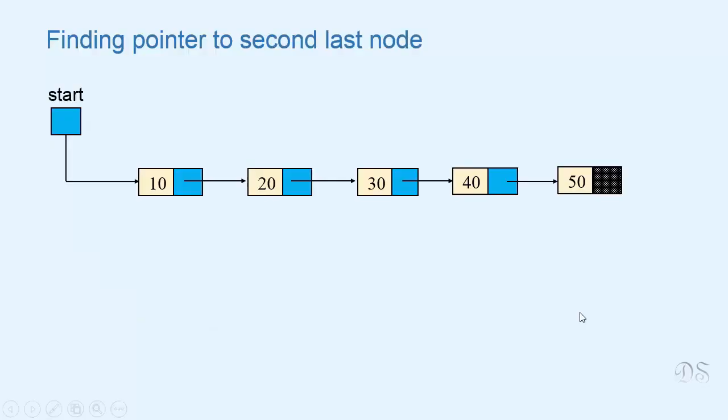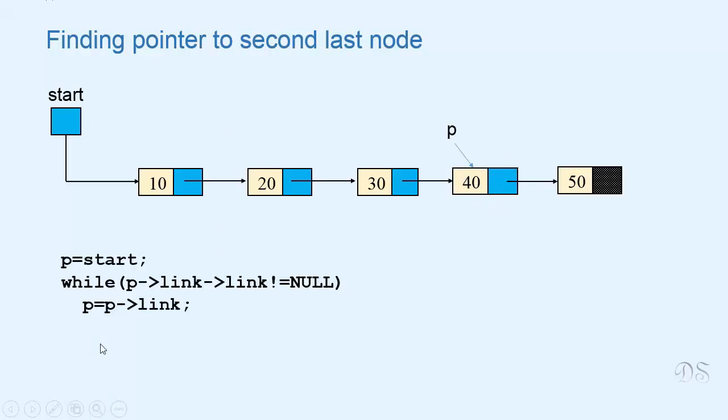Now let's find out pointer to the second last node. This is the second last node of the list. So we need a pointer to this node. This is the code that will give us the pointer to second last node. Now here the loop condition is p link is not equal to null. So this loop will stop when this p link becomes null. And this p link will become null when p is pointing to the second last node of the list. Because p link is this and p link is this. So when this loop stops, p will be pointing to the second last node of the list.